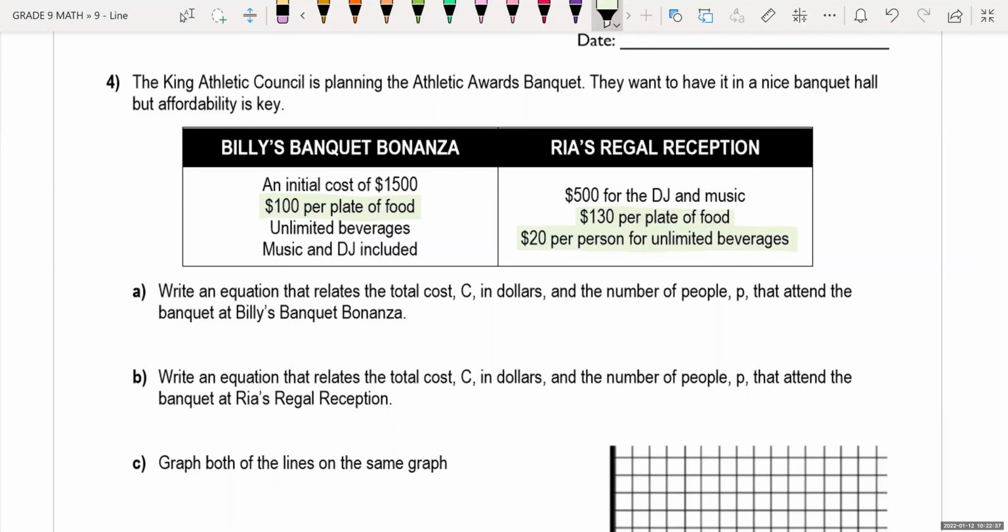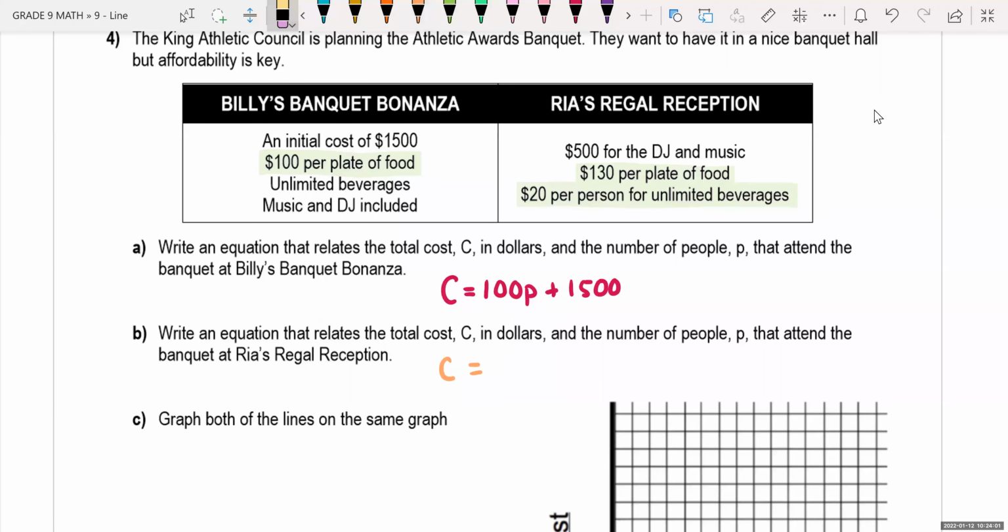Write an equation that relates the total cost, C in dollars, and the number of people that attend the banquet at Billy's Banquet Bonanza. So pause. We determined that, actually Aberami and Erie determined that the first equation is C is equal to 100p plus 1500. For the next one, I would actually have to add the numbers together. So I would end up getting C is equal to, and you guys got it right again.